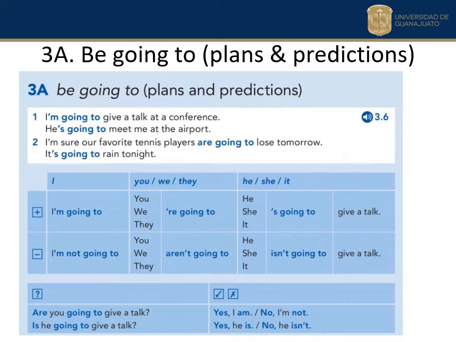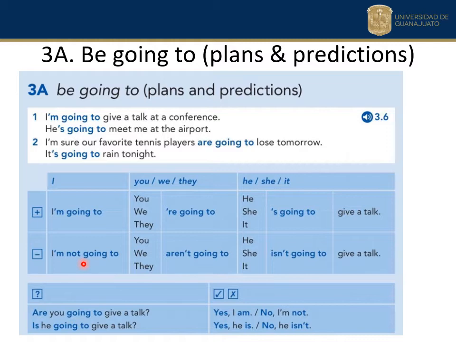And here we have the structures for affirmative. Si es primera persona, I'm. Aquí están ya utilizando la contracción, el apóstrofe y la M, que también lo pueden poner completo. Sería I am going to, pero pues aquí es I'm going to. ¿Ok? Si es negativo, le agregamos el not. I'm not going to.